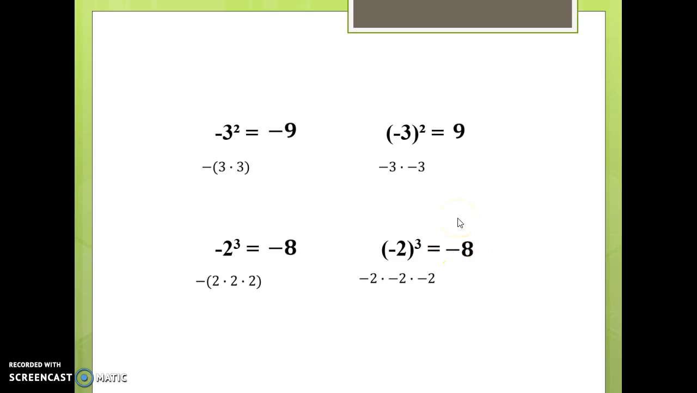So here is pretty much what this is about. With any even exponent, not just second power, we would end up with a negative answer if there are no parentheses around the number, the base, and we would end up with a positive answer if there were parentheses around the base and the negative sign. Whereas when we have odd exponents, it does not matter. We would always have a negative answer if the base has a negative in front.